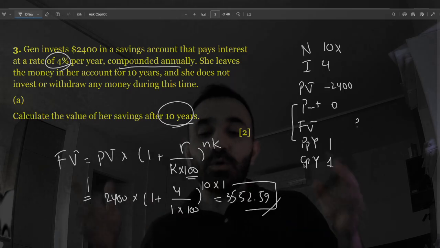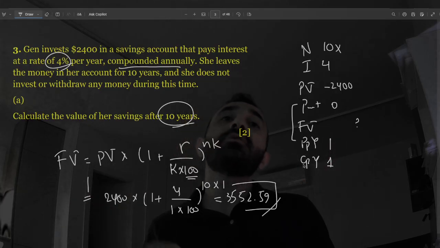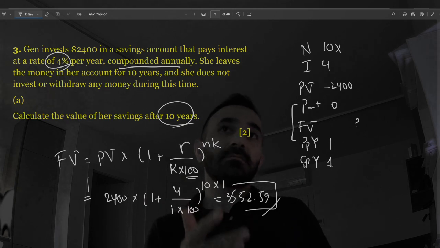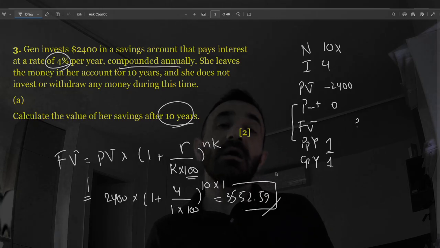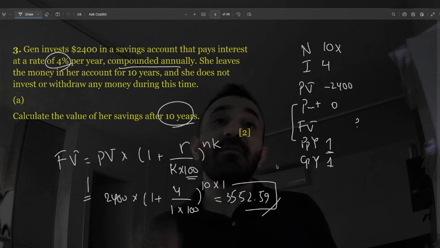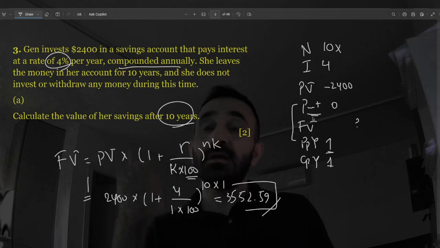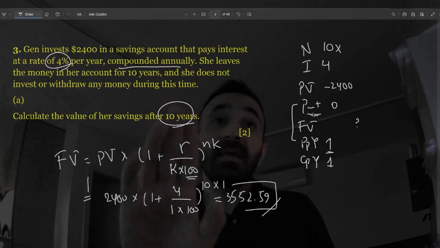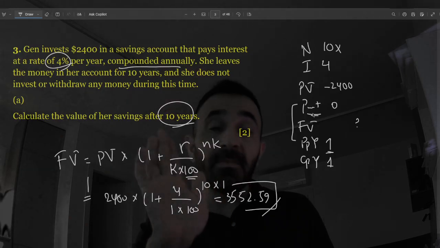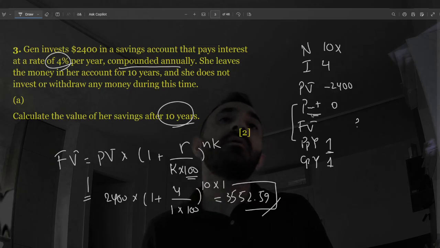Remember, anytime you don't have regular payment, you put PPY and CPY the same value. What is the value of CPY here? 1. For PPY, you're going to put also 1. I'm going to repeat it one more time. Anytime you don't have regular payment, like this case, you put the money once, $2,400 into the bank at the beginning, and after 10 years you see what the value of your money is. PMT is going to be 0. So in this case, PPY and CPY are both 1. N is going to be 10 times 1.